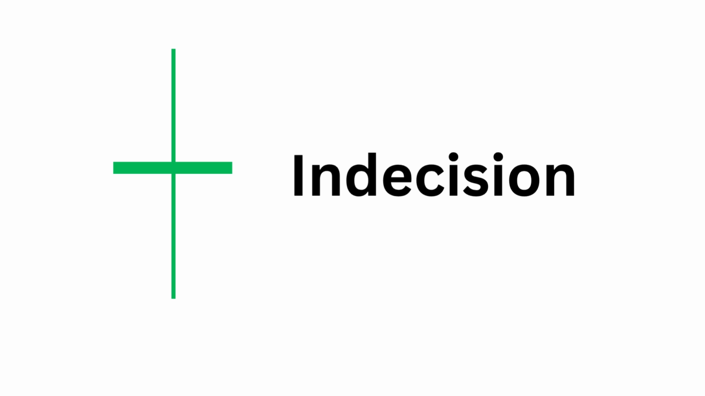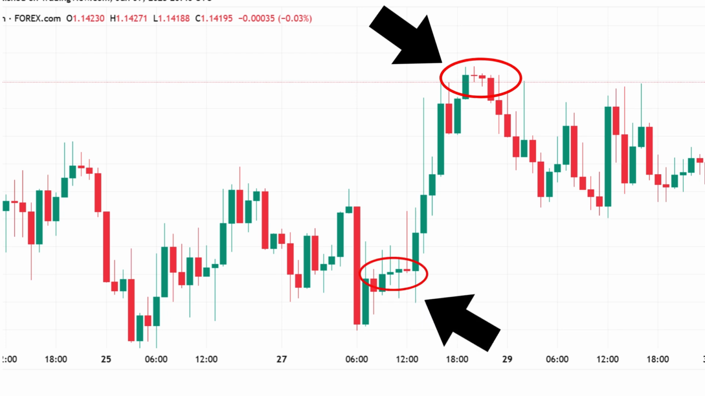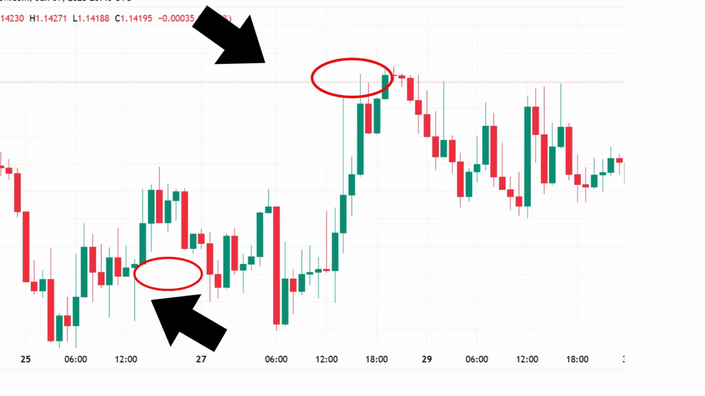Indecision. Neither the buyers nor the sellers could take control. It's like a tug of war that ends in a draw. But what makes the doji important is where it shows up on the chart. If you see it after a strong uptrend, it could be a warning sign that the bulls are losing strength. If it shows up after a downtrend, it might mean the sellers are getting tired.